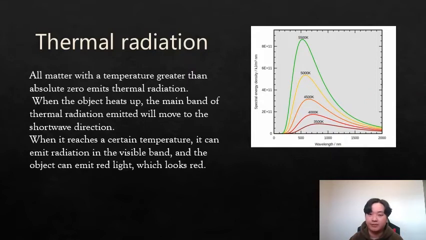The thermal radiation of an incandescent lamp at about 3000 K is about at this stage. At this point, however, most of the energy is still in the infrared band, so we see that most of the energy in an incandescent lamp is lost as heat.